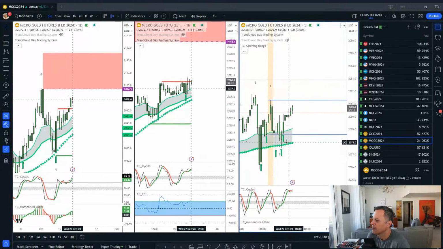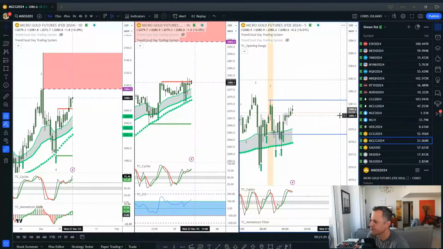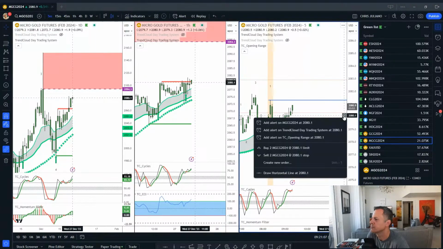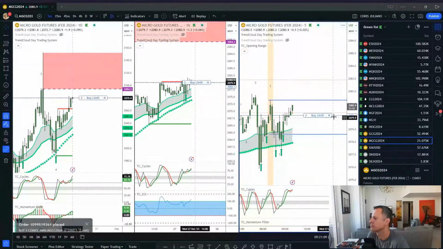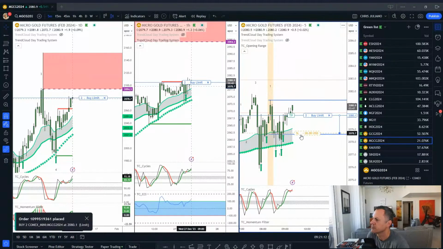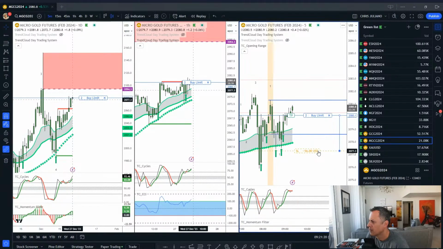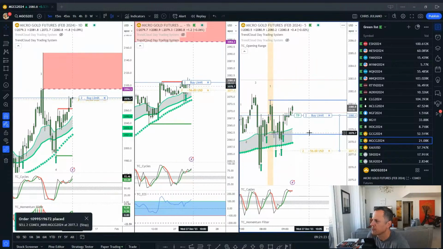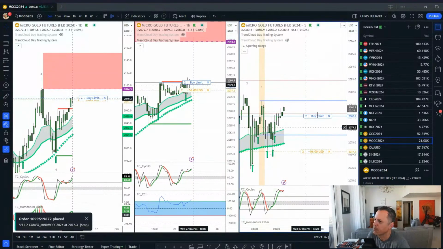Now, let's see here. Right here, here's the candle that broke structure here. It's actually there, right? We can take a small risk on this here.